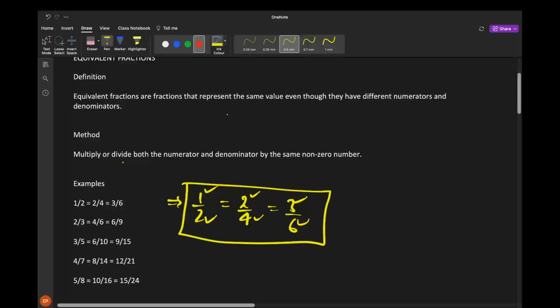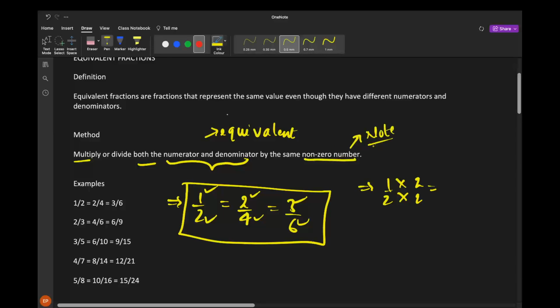because if we multiply or divide both the numerator and denominator by the same non-zero number, it gives an equivalent fraction. For 1 by 2, I am multiplying both the numerator and denominator by 2. Here, multiplying or dividing both the numerator and denominator is compulsory. Both should be multiplied or divided by the same number, which is a non-zero number. Please note this point. You have to multiply or divide by a non-zero number.